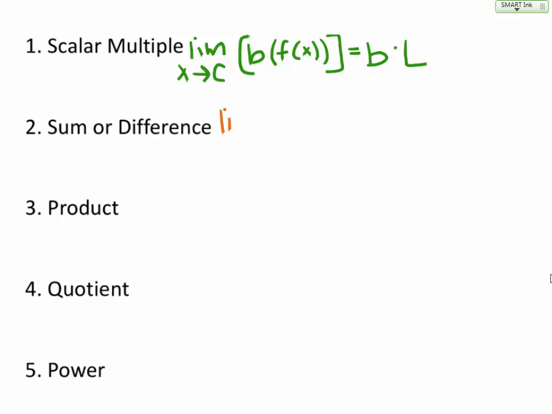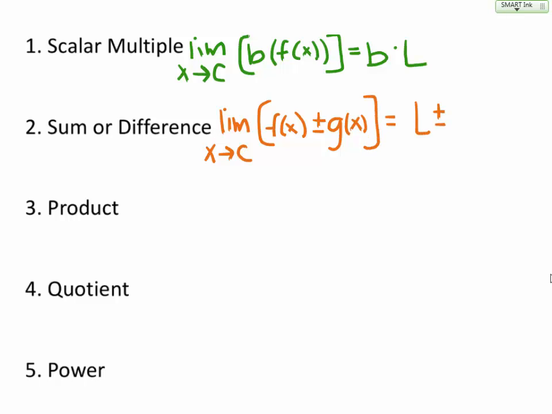The sum or difference property. This one states that the limit as x approaches c of the sum or difference of both of our functions f and g is simply going to equal the sum or difference of the values of their limits, L plus or minus K.